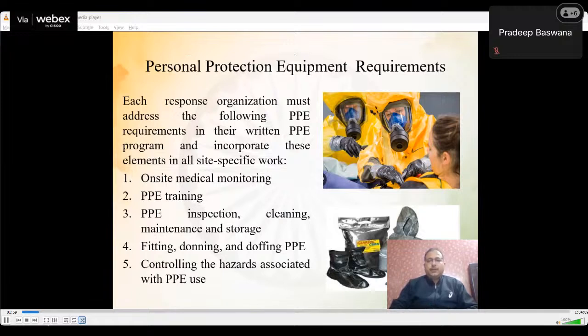chemical disaster. It is the responsibility of each and every organization that they should address proper PPE, might be in case of incidents, chemical equipment, chemical manufacturing processes, or CBRN incidents per se. Wherever it is, we have to focus upon this program and that PPE should be there. It is the responsibility of all organizations that they must address the following PPE requirements in their written PPE program and incorporate these elements in all site-specific work.